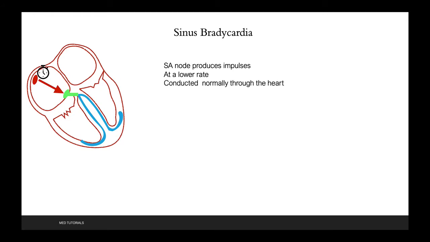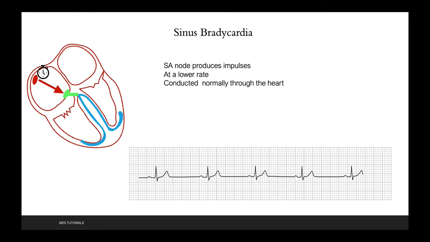And this is conducted normally through the heart. So if you were to look at an ECG in sinus bradycardia, the ECG would be normal except for a slow heart rate. So the only abnormality we see with sinus bradycardia is a heart rate that is less than 60 beats per minute. And this is what we commonly witness in clinical scenarios, is that the most common form of bradycardia is sinus bradycardia.